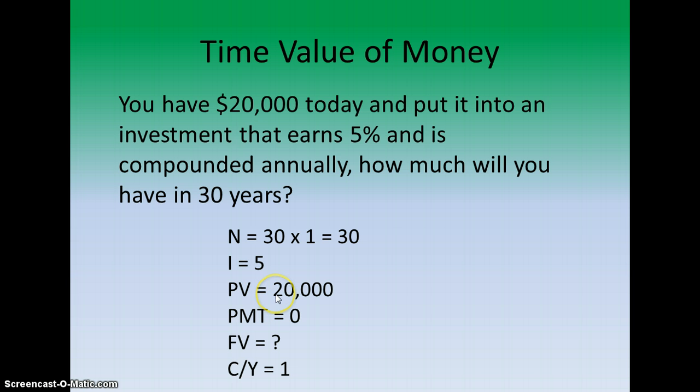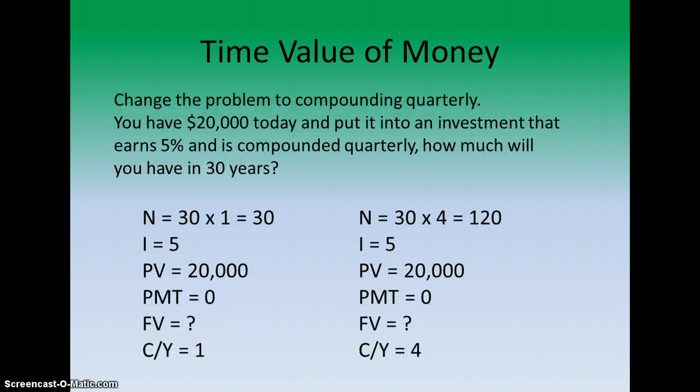The interest is 5%. The present value, we're investing $20,000 today. We're not making an annuity. The PMT is the annuity, and we're not talking about that yet, so for right now we just set that to 0. We're solving for the future value, so we put a question mark here, and then the compounds per year is 1. When we punch that into the calculator and solve for the future value, we're going to get some different things.